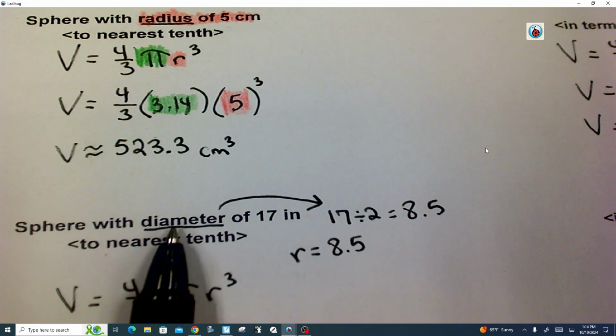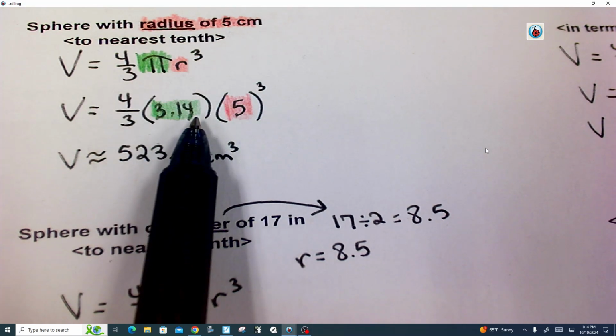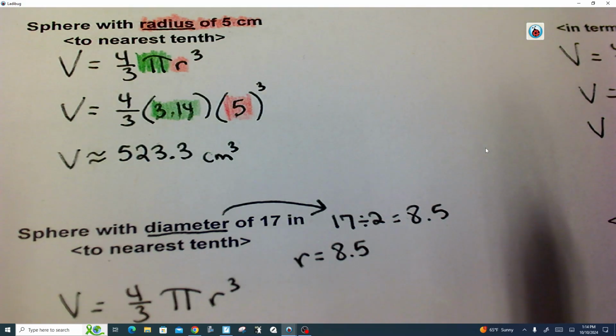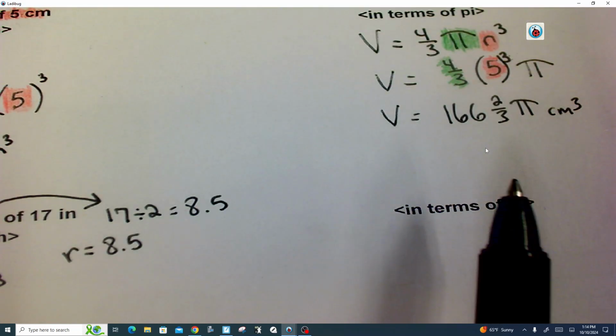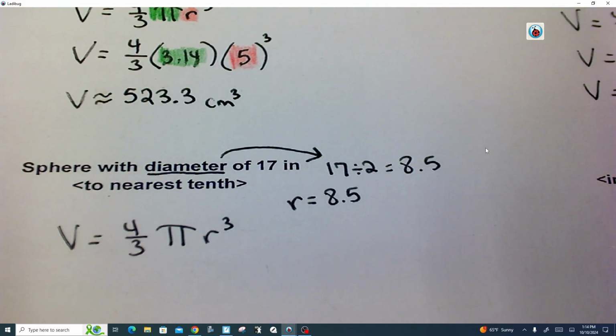We need to put this into the nearest tenth for this version of it, so that means that your pi needs to be what? 3.14. When we come over here and we say, how do we work it out in terms of pi? We're not going to use anything for pi. We're just going to slide that to the end and let it sit there. So let's go see what you get for this one.